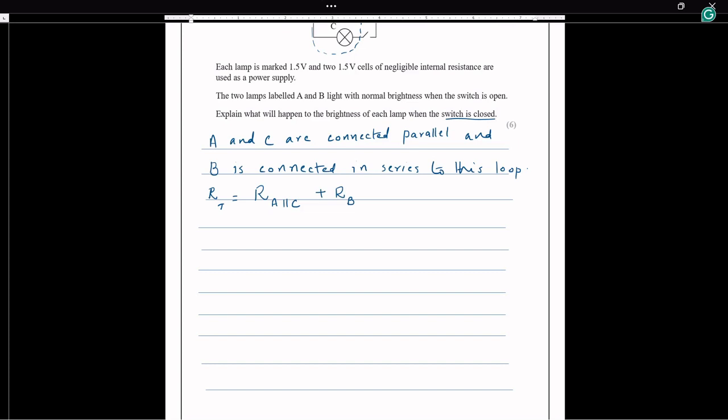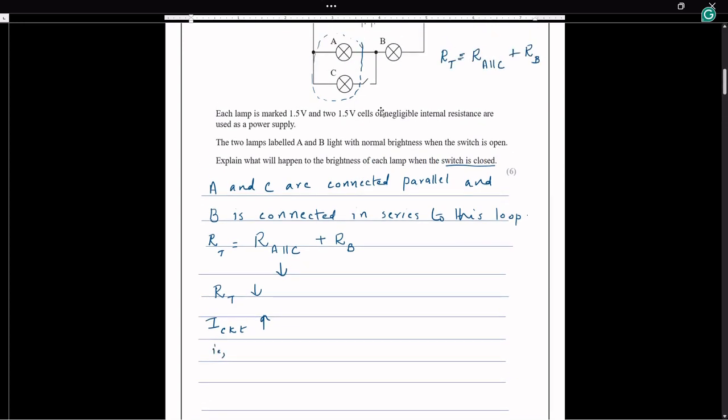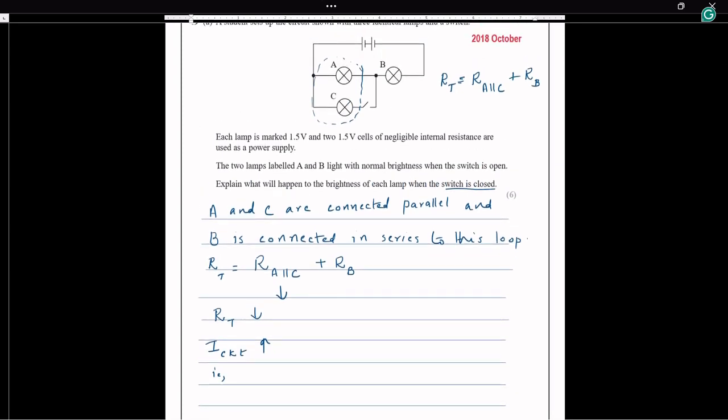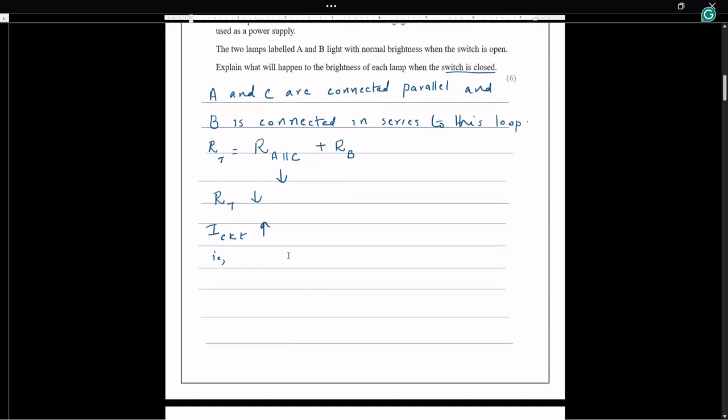Since A and C are connected in parallel, the resistance of R A parallel C decreases. So the total resistance decreases. When the total resistance decreases, the current of the circuit is increasing. That is, the circuit current is the same as the current flowing through lamp B. If I mark this as the total circuit current I circuit, the same current will be flowing through lamp B. So the total circuit current increases means current passing through B also increases.